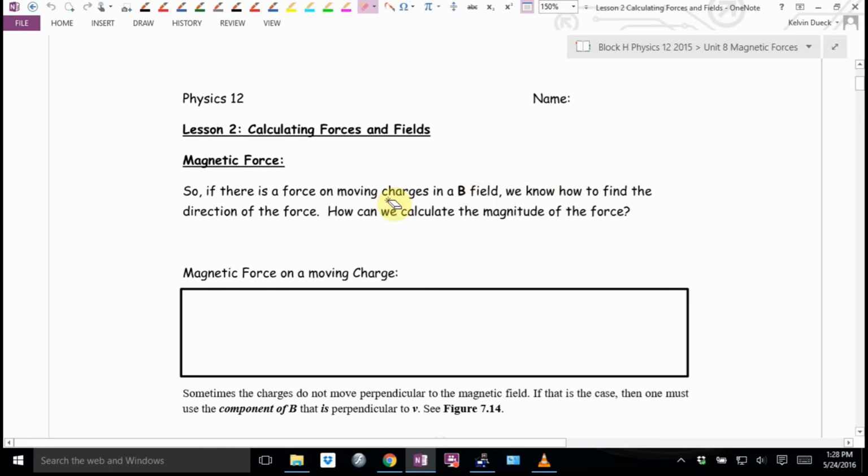We know how to find the direction, right-hand rule. How do we calculate the magnitude? Well, here's your first equation. The magnetic force, and my symbol for magnetic force is F with a little subscripted B.